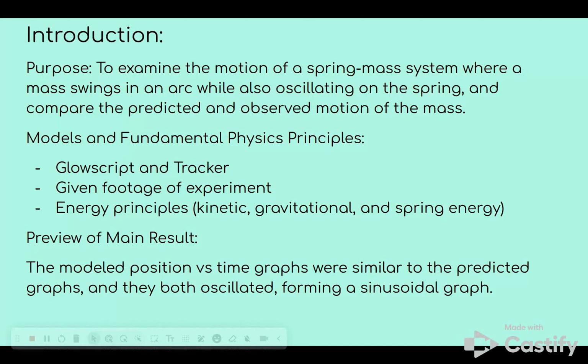The main result preview: the modeled position versus time graphs were similar to the predicted graphs, and they both oscillated, forming a sinusoidal graph.